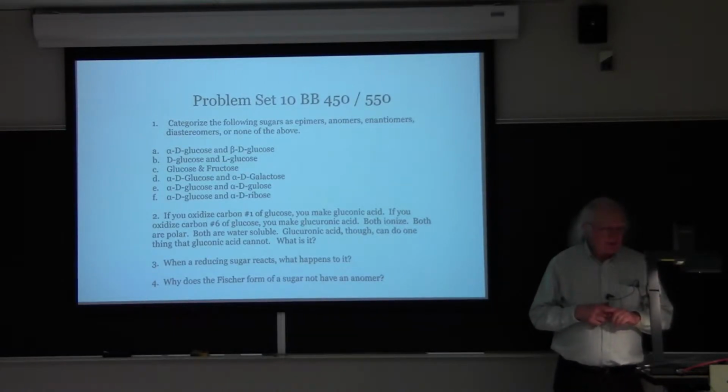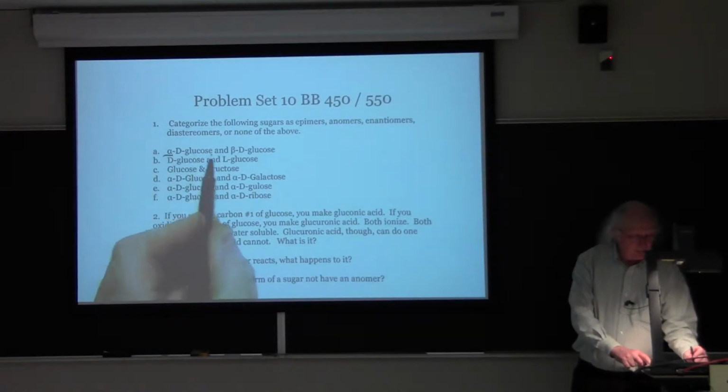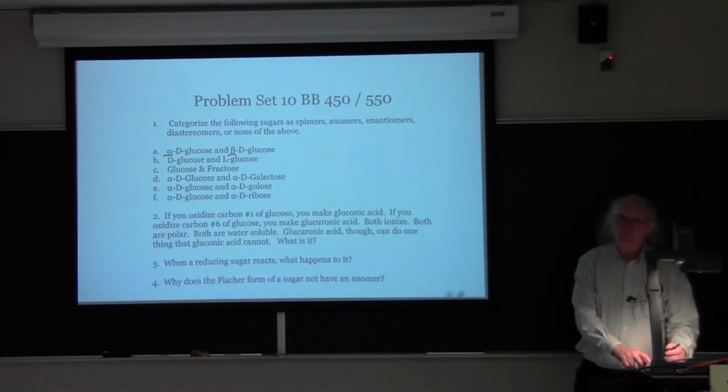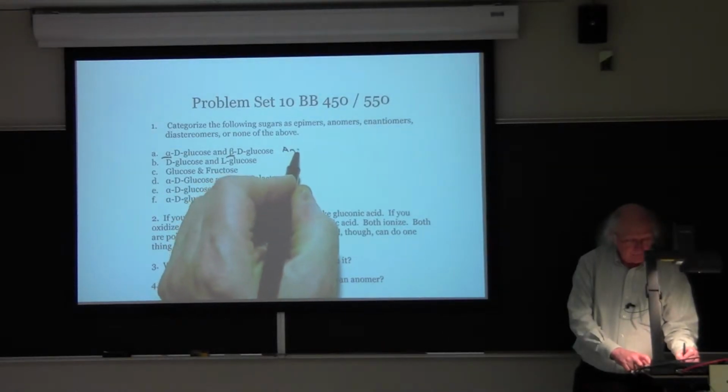The first question asks students to categorize the following sugars as epimers, anomers, enantiomers, diastereomers, or none of the above. The first pair, A, consists of alpha-D-glucose and beta-D-glucose. And of course, the Greek letters in front indicate that these are two anomeric forms of the same sugar. So these two sugars, of course, are anomers.